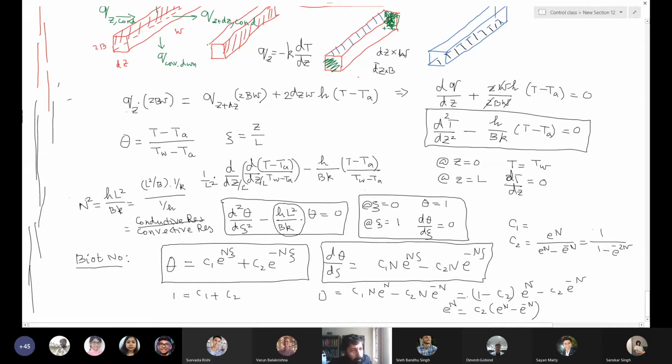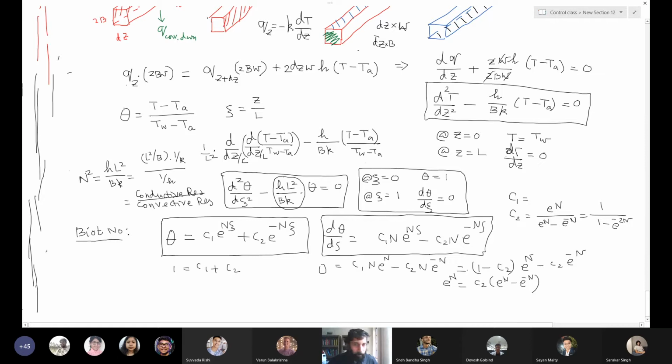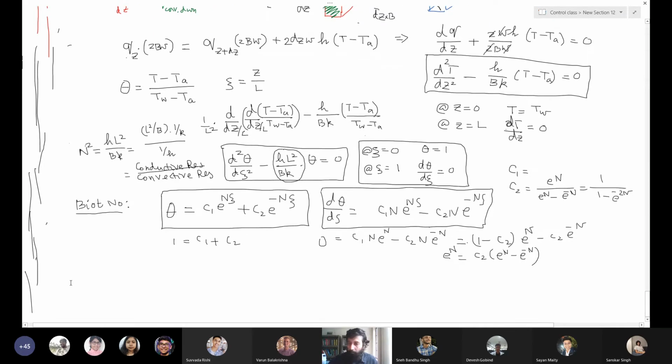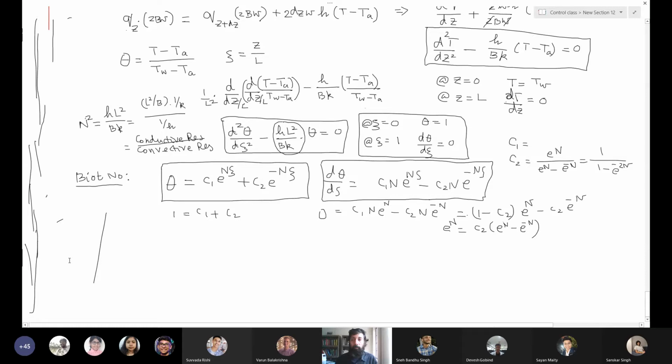So C1 will be... I have written the solution in a slightly different form, so probably that's also fine. Let me first make some space here for me to scroll down. So n is 0, C1 e to the power n minus C2 e to the power minus n. C1 equals 1 minus C2 e to the power n minus C2 e to the power minus n.